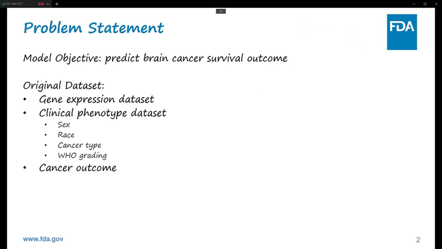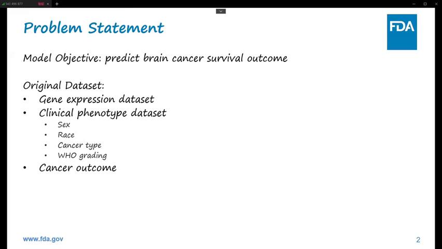So in this challenge, we are given a problem which asks us to predict brain cancer survival outcome. We were given an original data set of 3 components. The first one is a gene expression data set. It's a log2 normalized gene expression profile of over 19,000 genes on 377 samples.